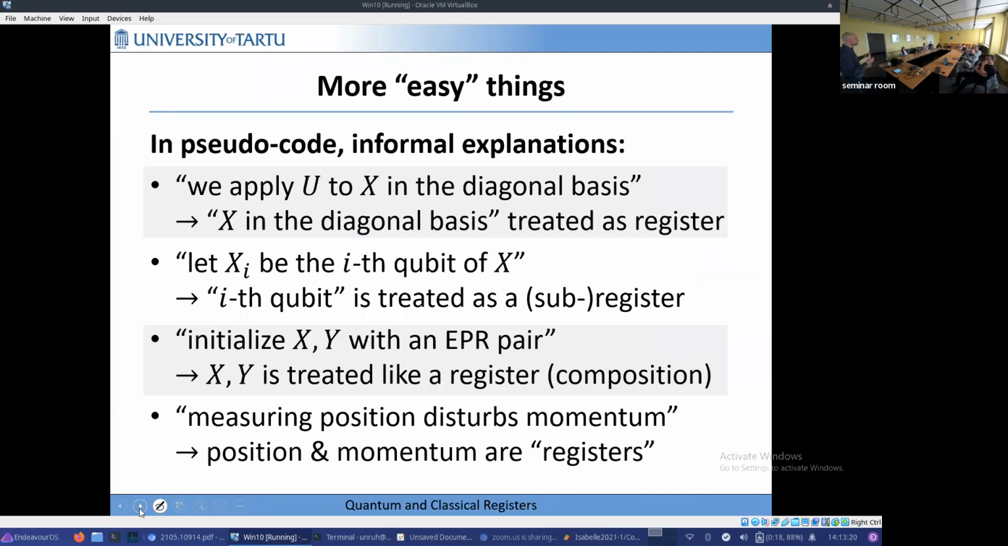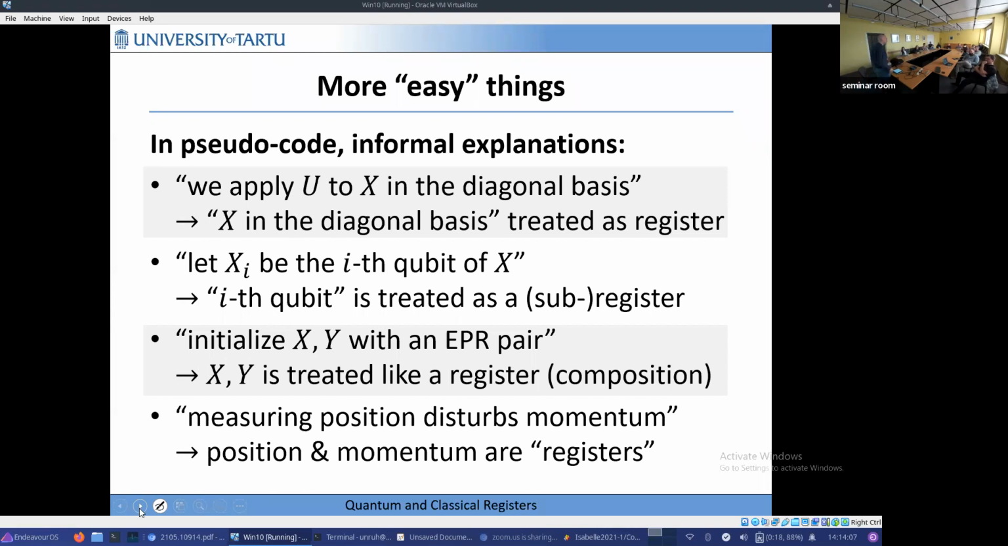Then there are other easy things that people usually do with quantum registers. For example, they might say, we apply U to the register X in the diagonal basis. What does that mean? Well, the content of a register is a vector space, and you could see the same register, but the vector space up to an isomorphism represented with respect to a different basis. And intuitively you would say, well, this is also kind of a register, because there's no physical reason why one of them is more natural than the other, except maybe we started out defining the system as one, and then suddenly the transformed one is not a register, but informally you can treat it as one.